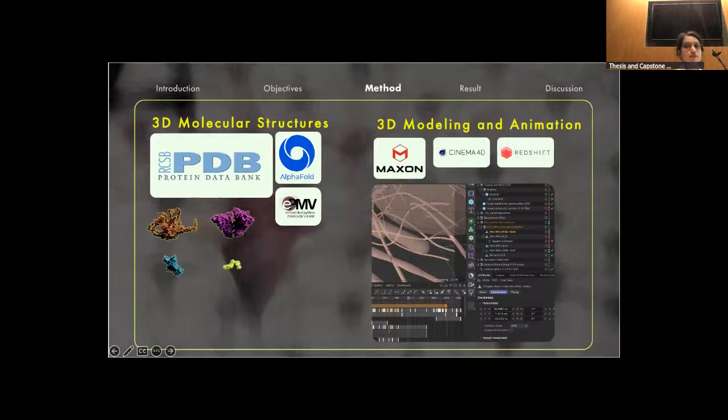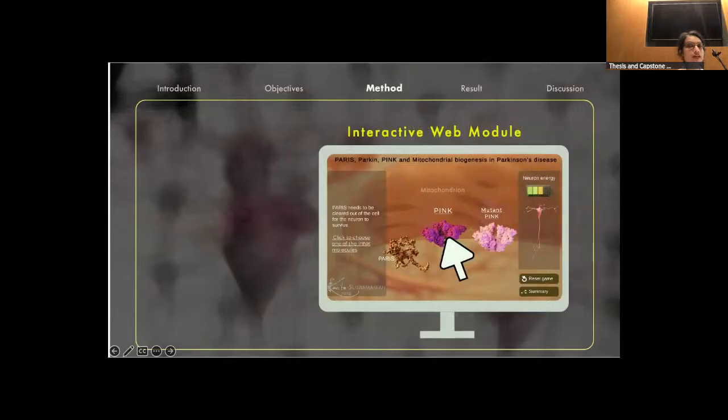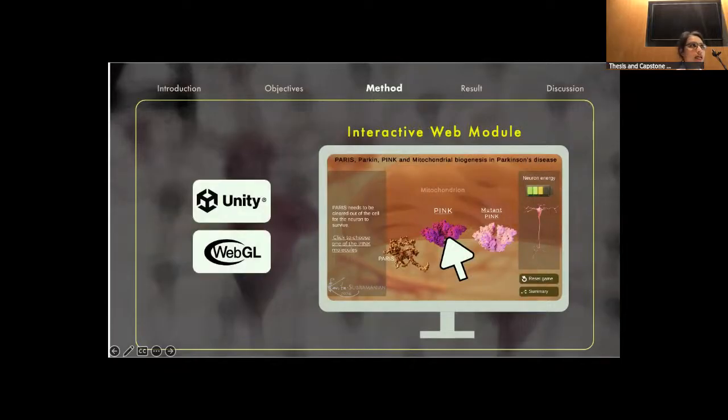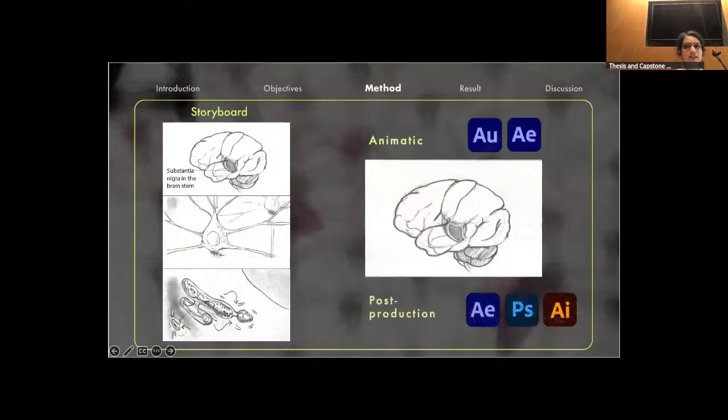The structure for the cerebrum was obtained from Pixel Lab, and the brainstem and cerebellum were modeled in C4D. The 2D interactive web module was created in Unity and uploaded to play in the browser in the WebGL format. The storyboard was created and timeframes for the scenes were planned from a scratch read of the script in Adobe Audition and roughly animated as shown here into an animatic in Adobe After Effects to plan animations of the molecules, special effects, pacing, duration of clips and transitions, and post-production was completed in Adobe After Effects, Photoshop, and Illustrator.